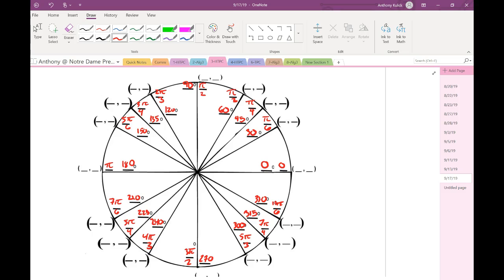Everybody okay with what we've done here? Again, you guys know the conversion factor for translating radians to degrees or vice versa. That's basically all I did there. I just wrote down the answers because the calculation is kind of trivial. Is everybody okay with that? Mark? For 300 it's 5 pi over 3.